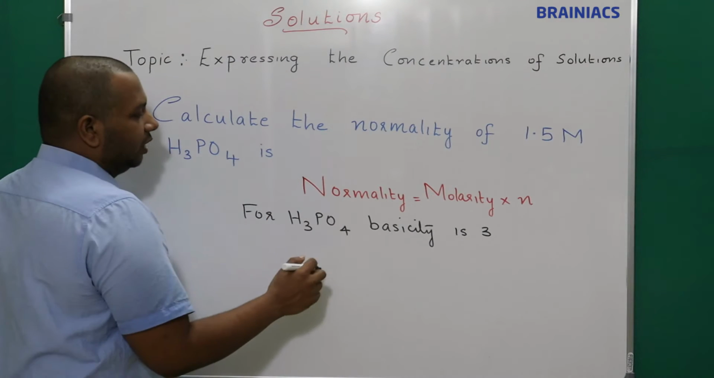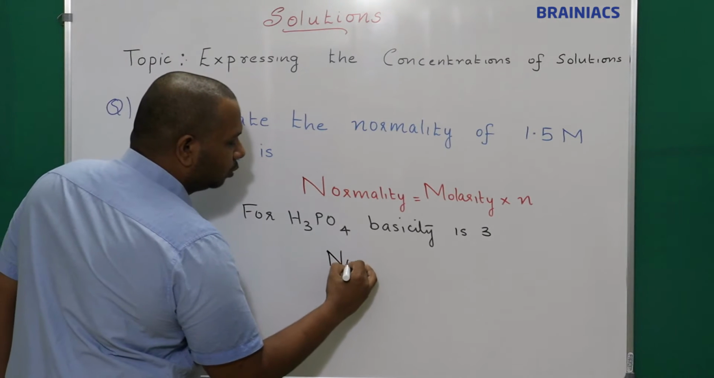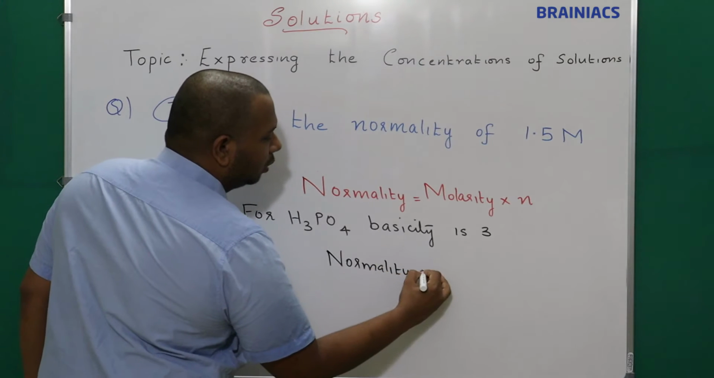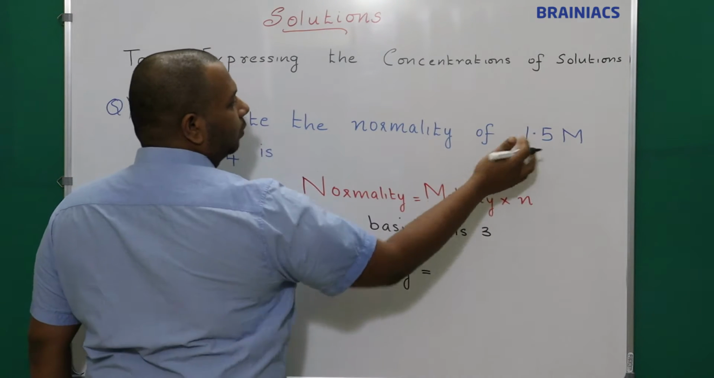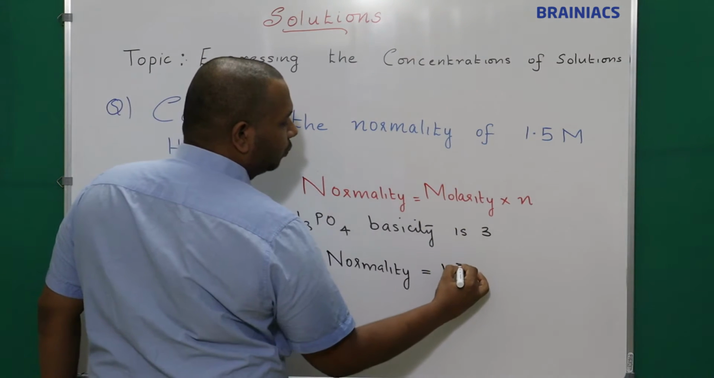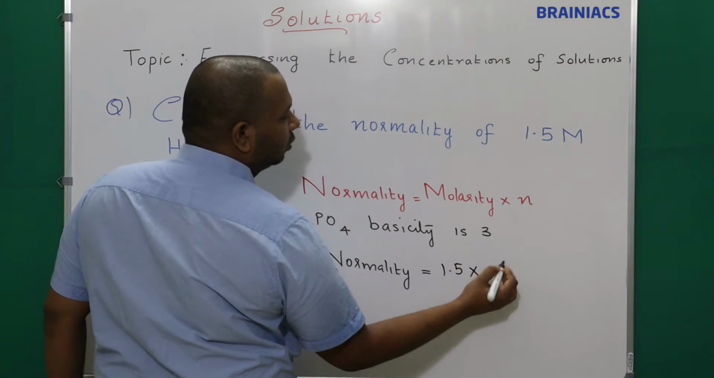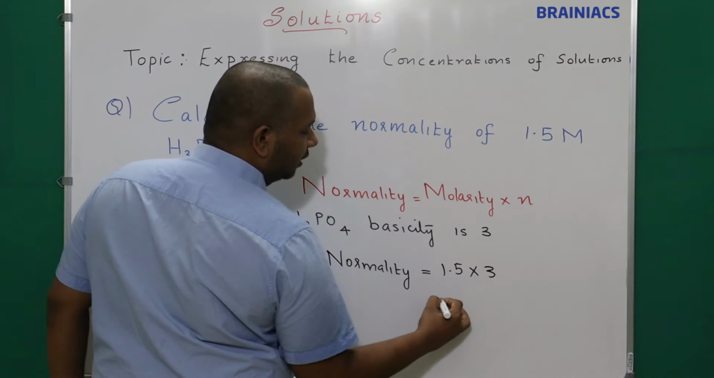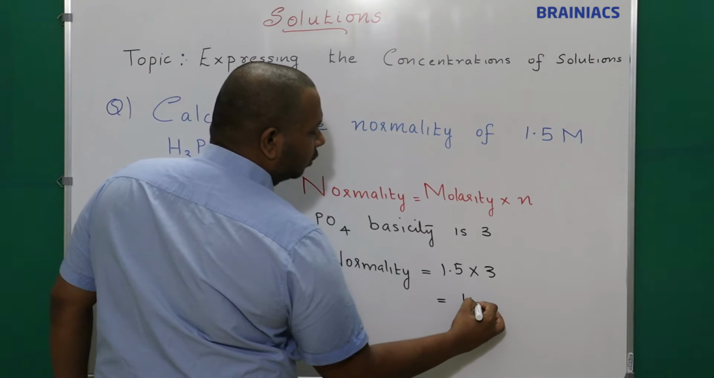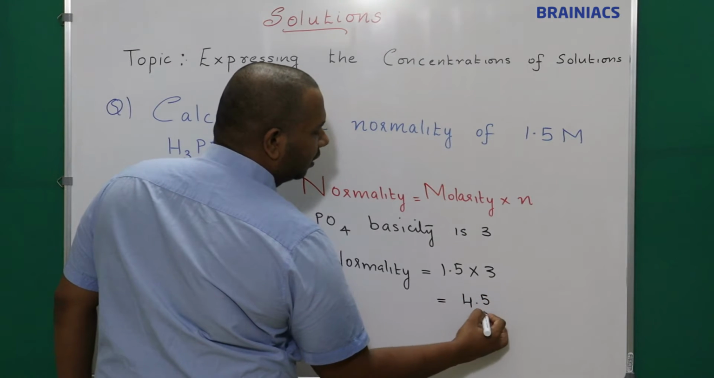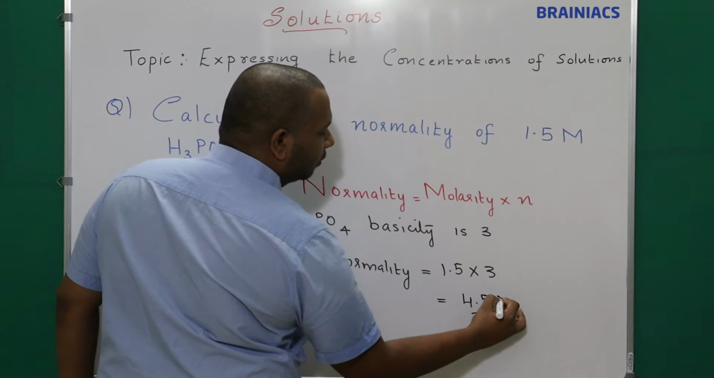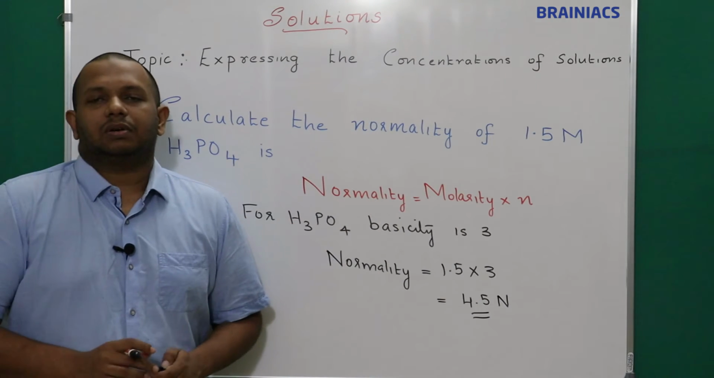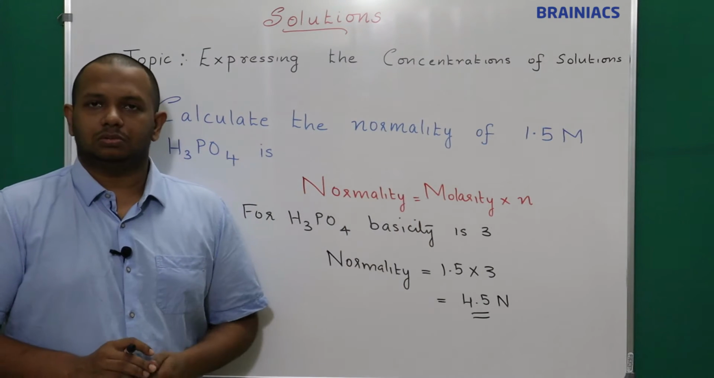So I can calculate normality is equal to molarity. Molarity is what value? 1.5, into the valency factor n, which is equal to 3. So 1.5 into 3, that is nothing but 4.5 normal, capital N. So this is the answer. Okay, so I hope you understood how to do this.